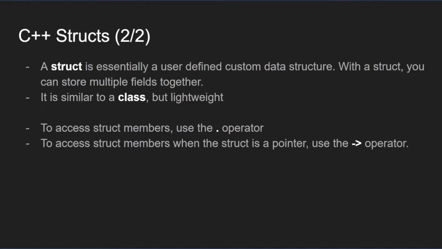And then just like an integer or any other variable, we can actually create a pointer to a struct. If we're trying to dereference something from that struct pointer, we would use the arrow operator.